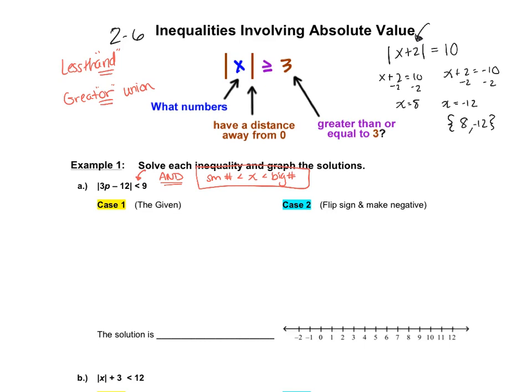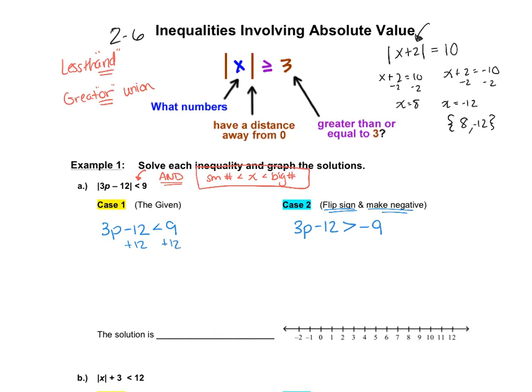So let's look at this. If we have case 1, 3p minus 12, we keep it the same, less than 9. I just drop the bars. In case 2, 3p minus 12, we're going to flip the sign and make it negative. So greater than, and the 9 is going to become negative 9. So it's a flip with that negative, and we're making it the opposite sign. Okay, now we would solve both of these.